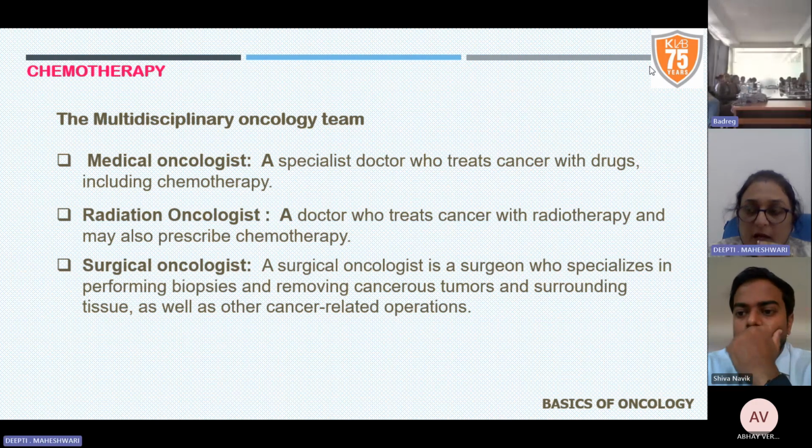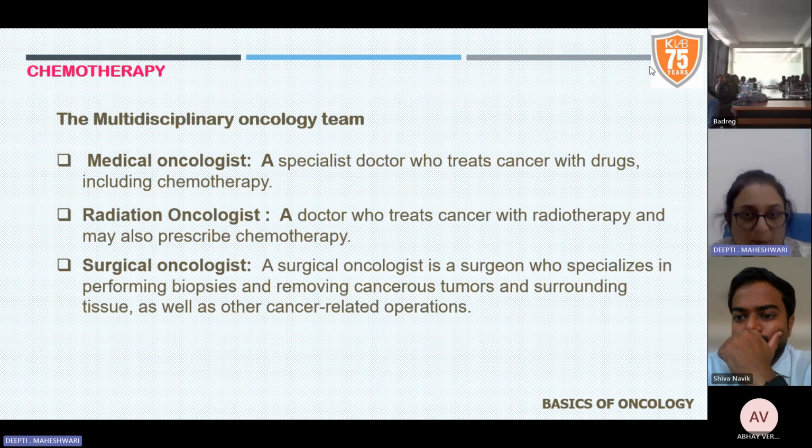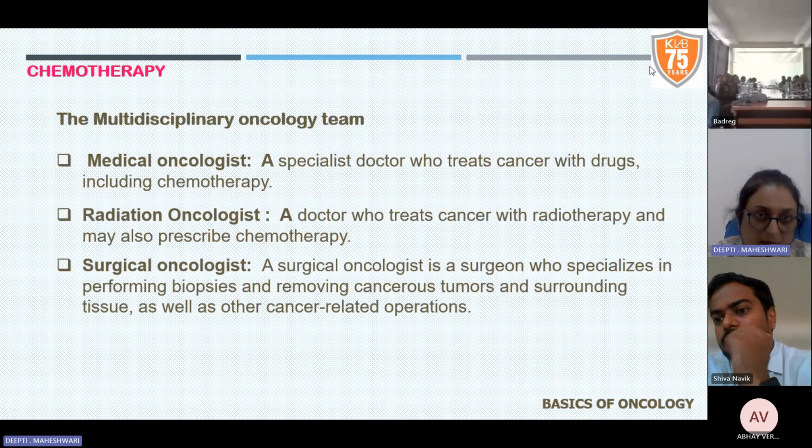All types of leukemias. There are various types of leukemias, which of course I will tell you: CML, ALL, they are called chronic myeloid leukemia, and lymphomas like Hodgkin's lymphoma, non-Hodgkin's lymphoma, also multiple myeloma. So all these are hematological malignancies. So medical oncologists can treat solid tumors and all types of hematological malignancies, right?